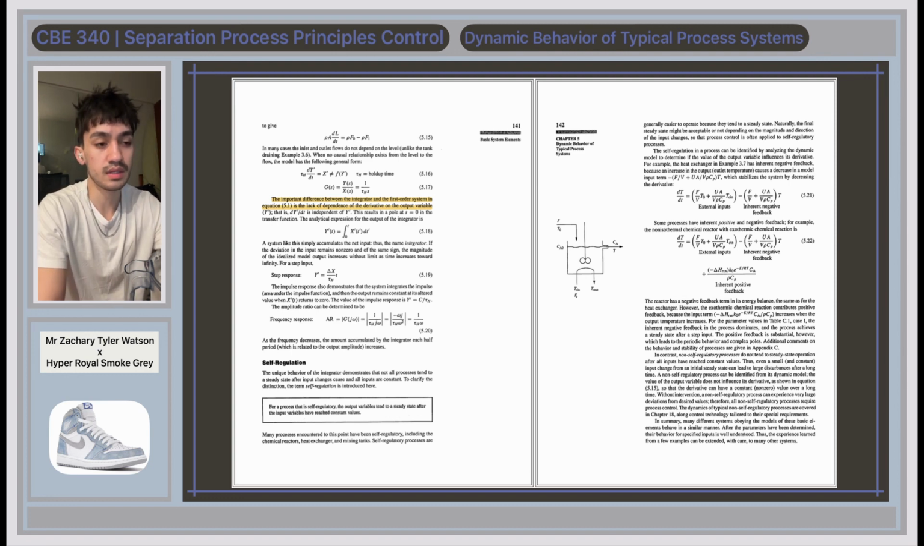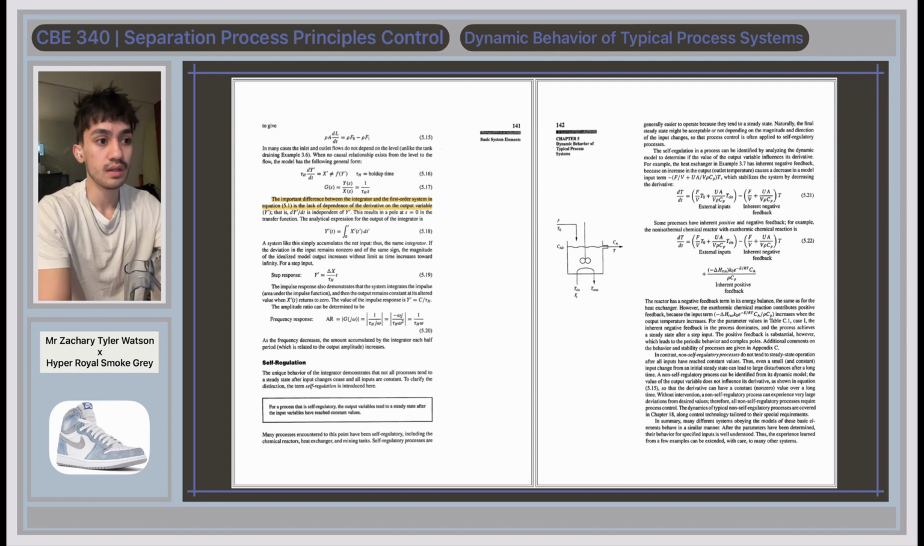We have some manipulation of this. We end up saying that 1 over the hold-up time times j times w is equal to 1 over the hold-up time times w. Most of the time, the j just cancels out, and in fact, what we end up doing is multiplying by w times j in the numerator, and then we have the w squared in the denominator. This is the result, equation 5.20. As the frequency decreases, the amount accumulated by the integrator each half period increases.